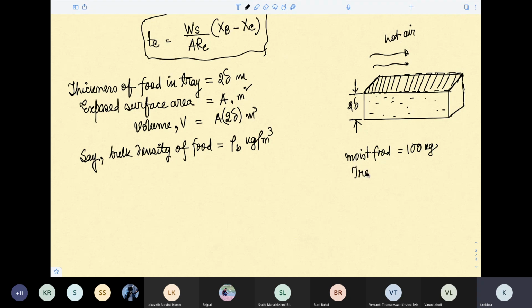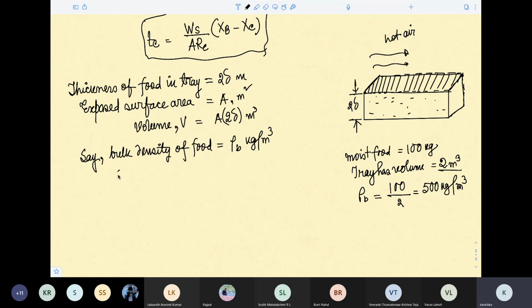And the tray has a volume of, let's say, 2 meter cube. I'm just giving you an example. So basically you are taking the tray and putting the 100 kg in 2 meter cube of volume. So bulk density, rho B, will be 100 by 2. It means 500 kg per meter cube. That is the bulk density.